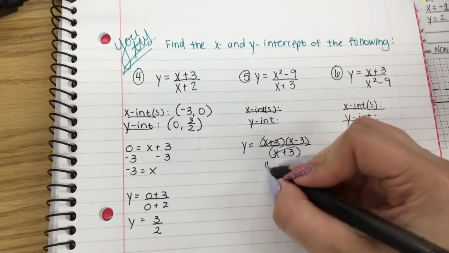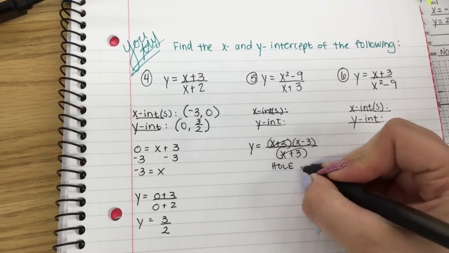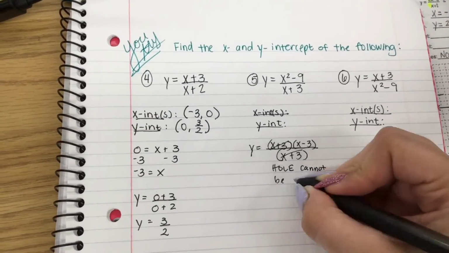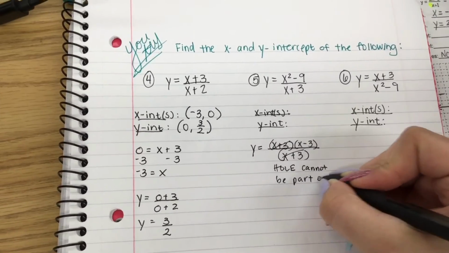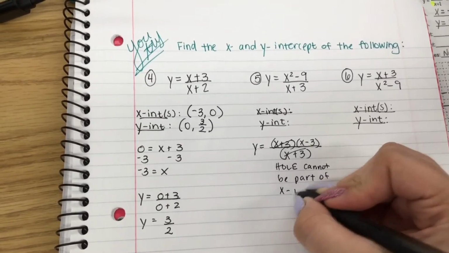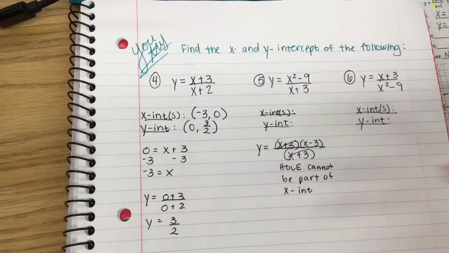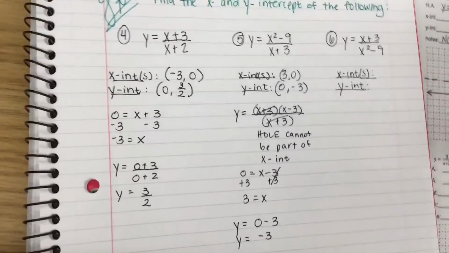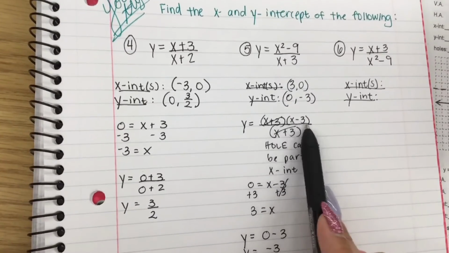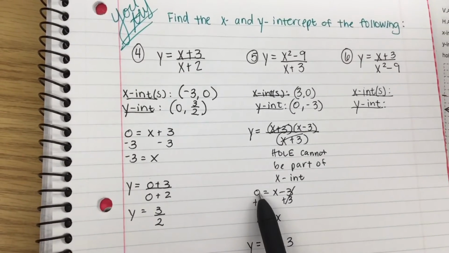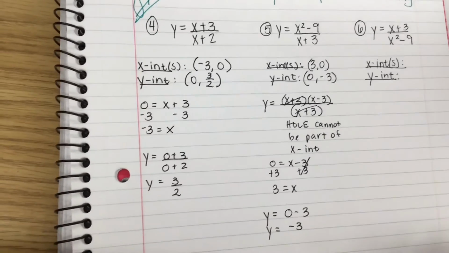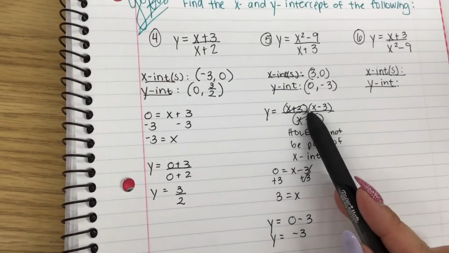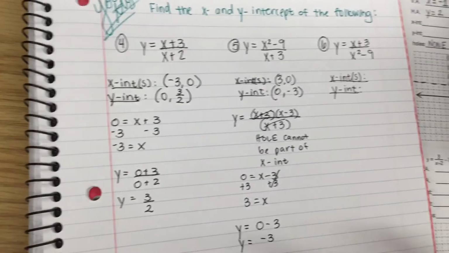So when you cancel those x plus 3's, that tells you you have a hole in your graph, and the hole cannot be part of your x-intercept. So pause it and try it from here. So the leftovers for this one is y equals x minus 3. So when I set the numerator equal to 0, I'm only using what's left over after I cancel. Same with the y-intercept. When I plug in 0 for x, I'm only using the leftovers.